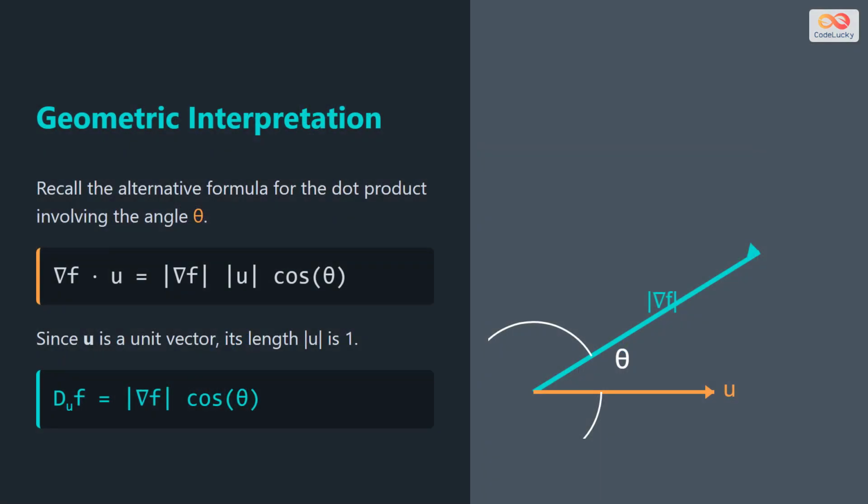Let us look at the geometry. We know that the dot product of two vectors is equal to the magnitude of the first times the magnitude of the second times the cosine of the angle theta between them. Since u is a unit vector, its length is 1. So, the directional derivative is just the length of the gradient times the cosine of the angle.